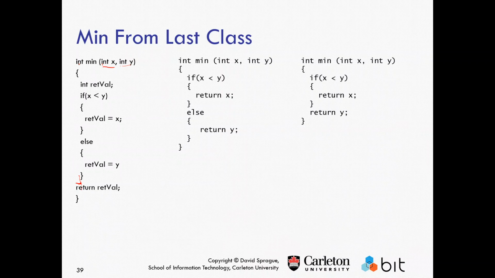Okay, here's our min function. It's going to return one or the other, either the value for x or the value for y. That's what a function does. It has two values going in, it spits out a value at the end. So I could have some return value.